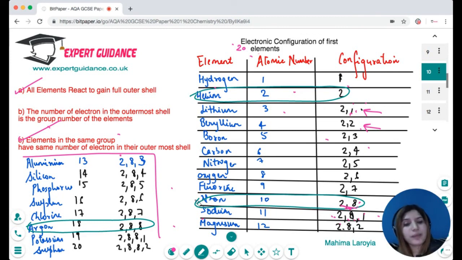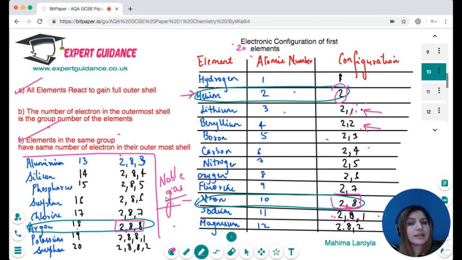The other information you can get by looking at the electronic configuration here is that helium has the complete first outer shell, neon has the complete second outer shell, and argon has the complete third outer shell. These 3 elements do not have any capacity to take any other electron, therefore they are noble gases. Why? They have a full outer shell, therefore they do not have to react further.